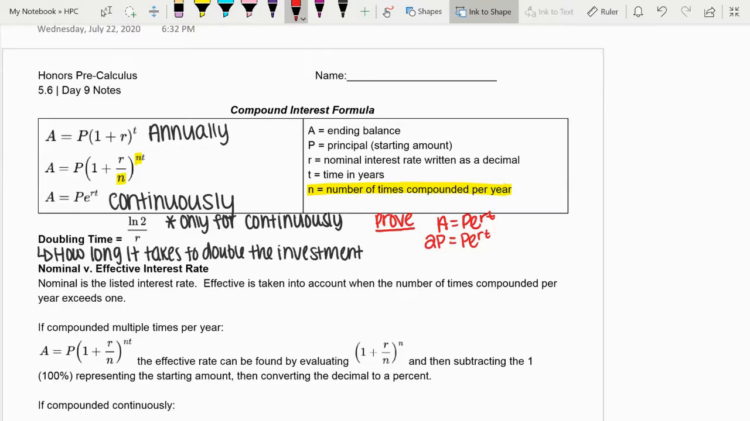If we divide both sides by P, I now have 2 is equal to E raised to the rate times time. Okay, so now I'm going to take the natural log of both sides. So I'm going to have the natural log of 2 is equal to R times T. And then let's divide both sides by R. So I'm just going to rewrite this as T is equal to the natural log of 2 divided by R. Okay, so that actually matches what our doubling time equation was.